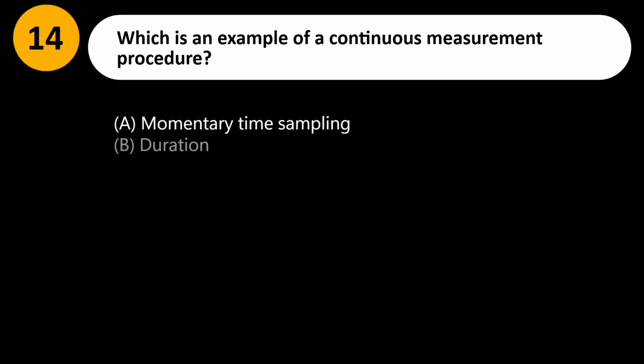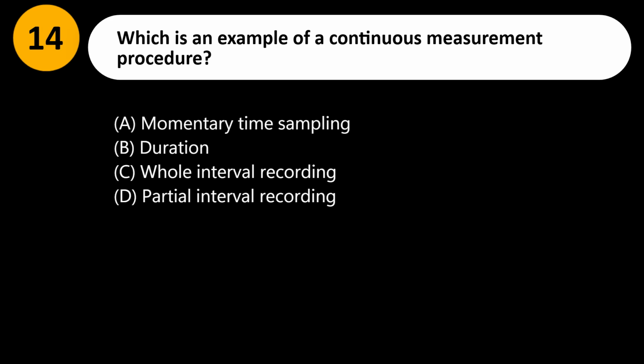Which is an example of a continuous measurement procedure? A. Momentary time sampling. B. Duration. C. Whole interval recording. D.